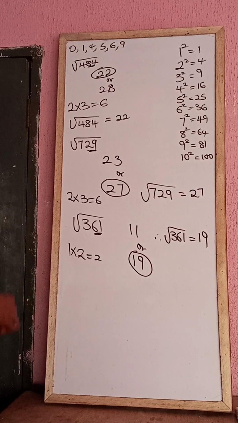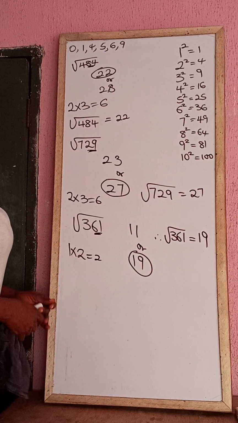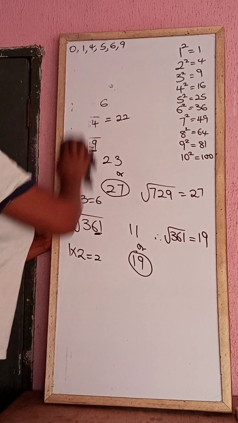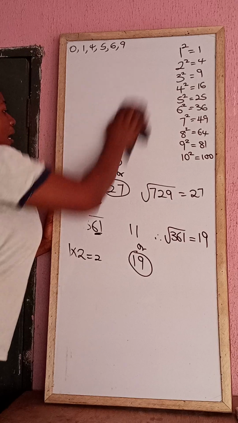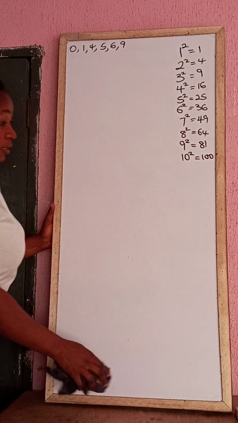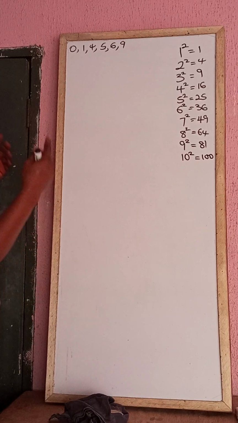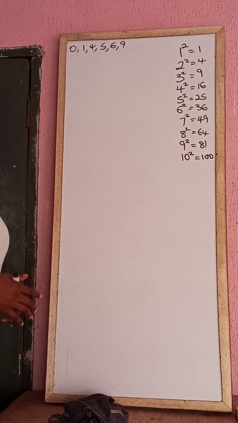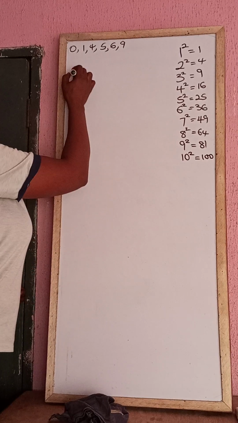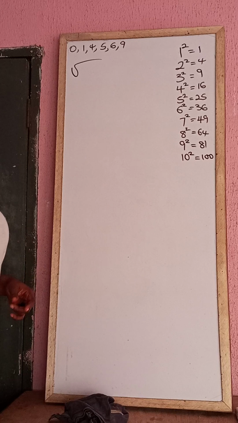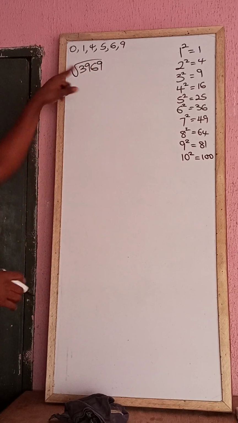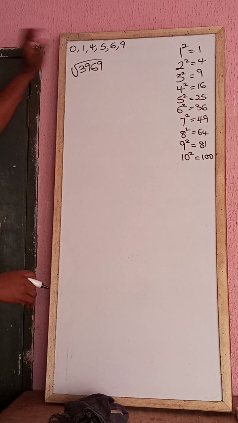This is just but a few examples we want to take on 3 digits. Now we want to look at perfect squares that are 4 digits. Let's see how we are going to produce our answers in a very short time. Remember, we can do this by the long division method, but this one is easier and it's simpler. So let's look at the square root of 3969. This is a 4-digit number and this is a perfect square.